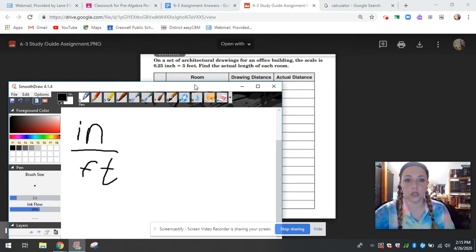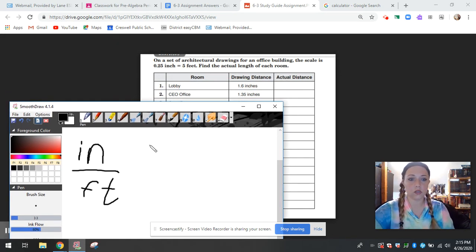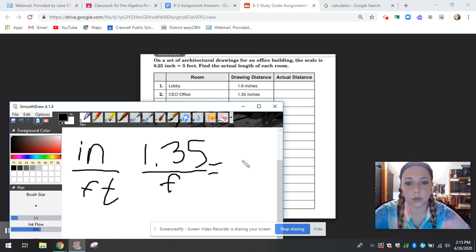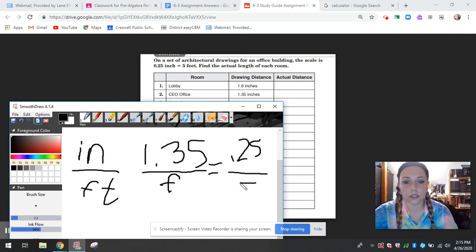So for the CEO office, we have 1.35 inches. We don't know the actual feet. That's what we're measuring for. This time I'm going to use F as my variable. F is equal to, we know the scale is 0.25 inches to 5 feet.